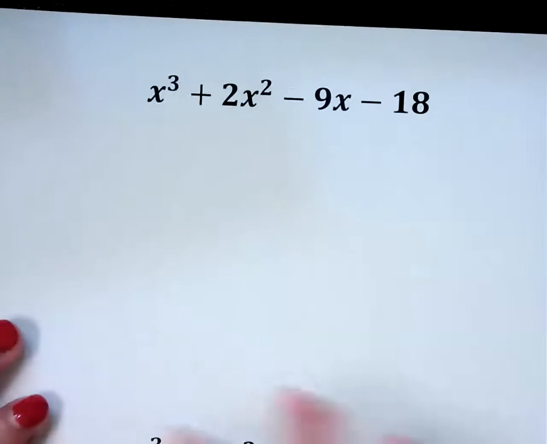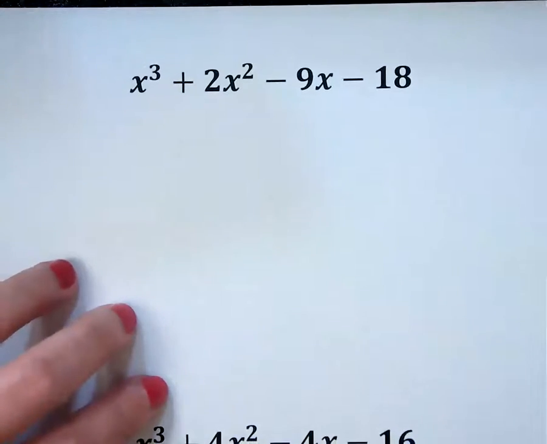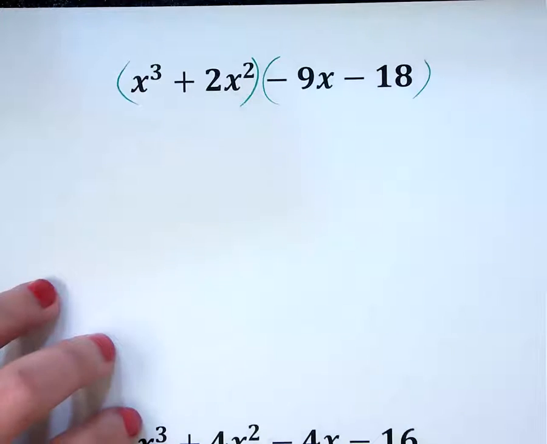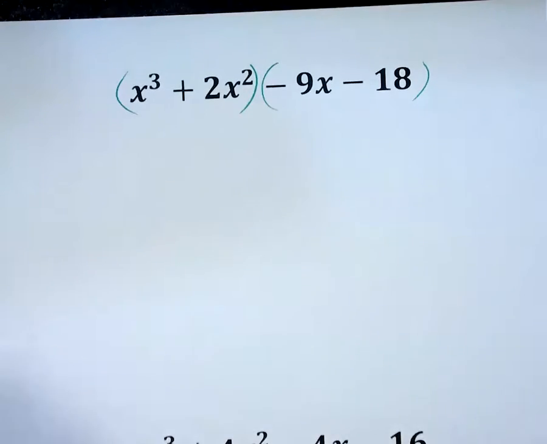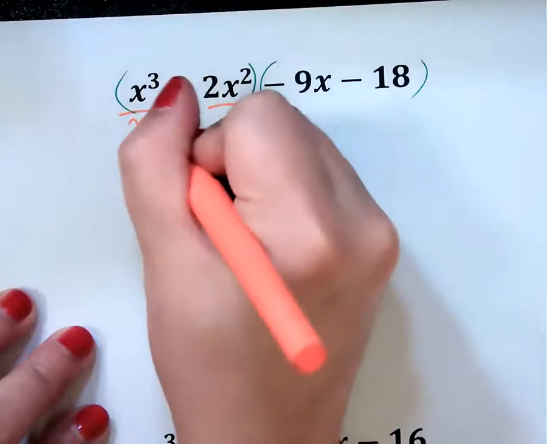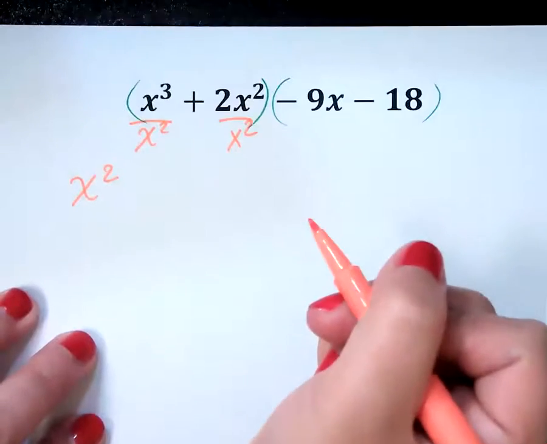This is the first one. X to the power of 3 minus 2x squared minus 9x minus 18. Okay, so we are having x to the power of 3 plus 2x. Let's group the first 2 together. And the last 2 together here. All right, so we have x to the power of 3 plus 2x squared. Well, they both have x, and the most they can share is x squared, right? So let's go ahead and divide by x squared. In other words, you factor the x squared from each term.